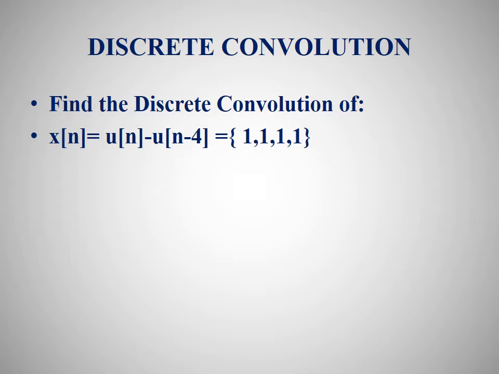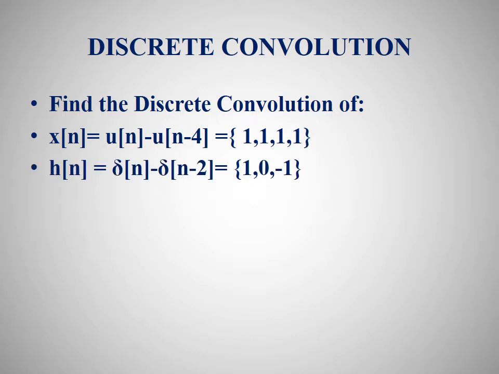The first input is x of n, that is going to be equal to u of n minus u of n minus 4. By now we are quite familiar with what could be the value of u of n minus u of n minus 4. The value is going to be 1, 1, 1, 1.